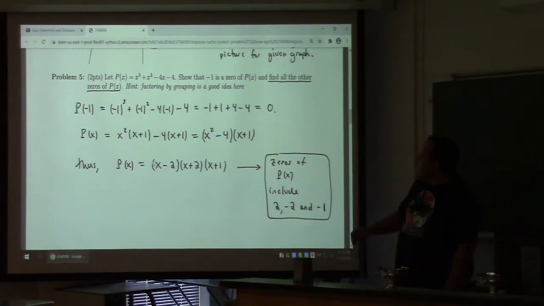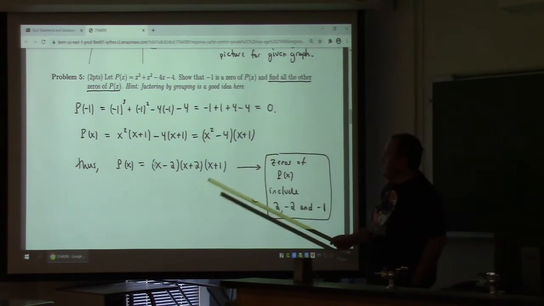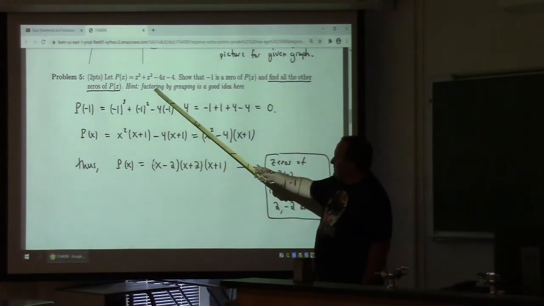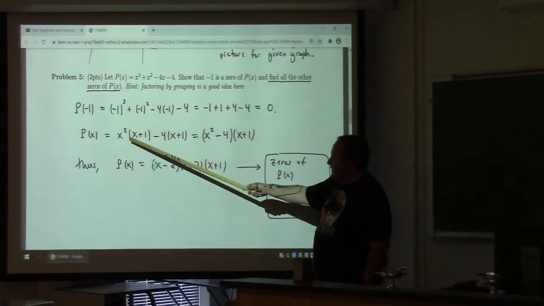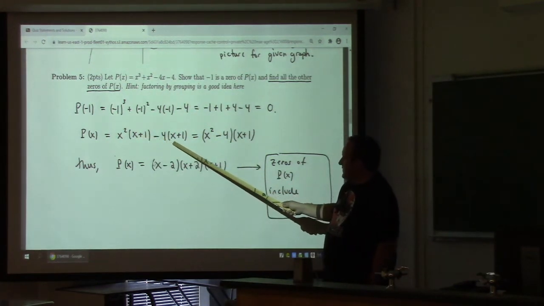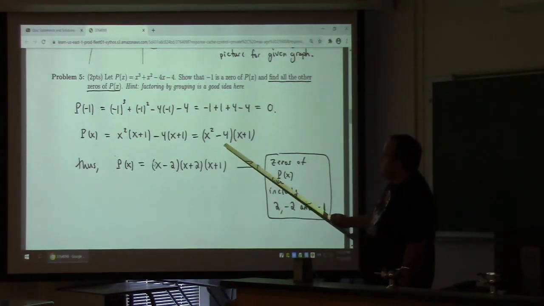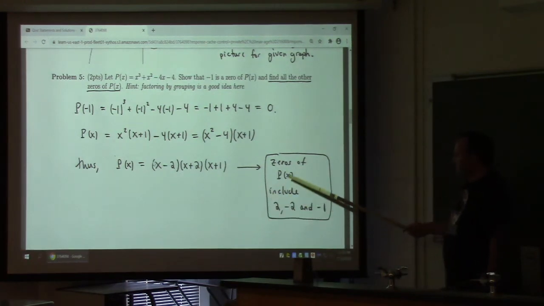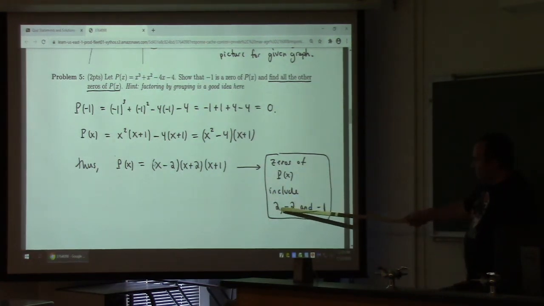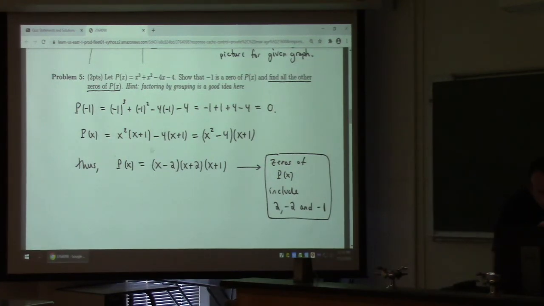So this one here, factoring by grouping. I noticed that I can pull an x squared out of the first two terms, and I can pull a -4 out of the last two, and get x squared times x plus 1 and -4 times x plus 1, which gives me x squared minus 4 times x plus 1. But we're not done, of course, because x squared minus 4 factors to x plus 2, x minus 2, which then reveals the zeros of the polynomial are 2, -2, and -1. So there you go.